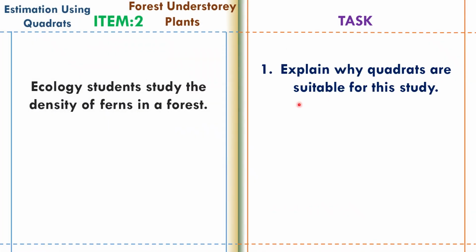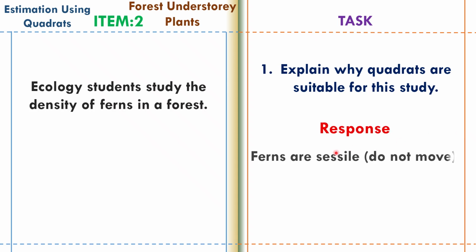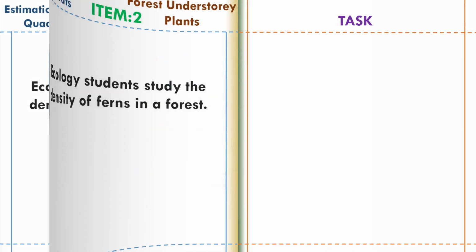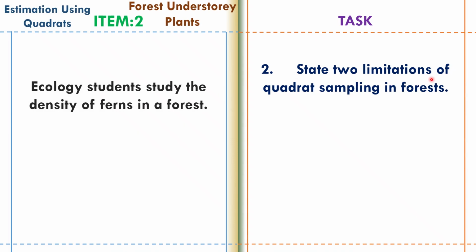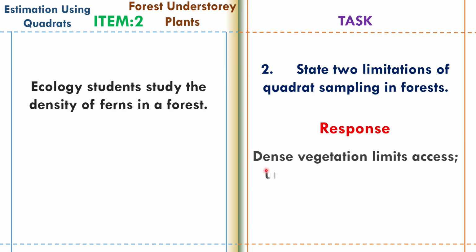Explain why quadrants are suitable for this study. Ferns are sessile, meaning they do not move. State 2 limitations of quadrant sampling in forests. Dense vegetation limits access. Uneven distribution reduces accuracy.